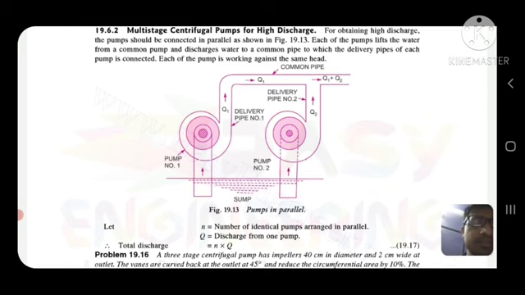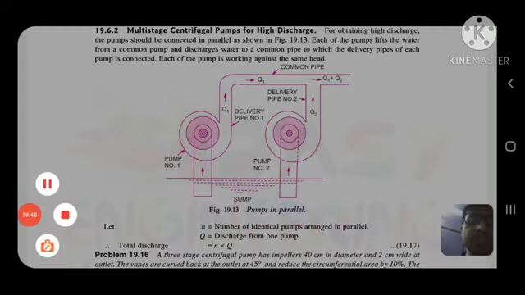Common pipe and discharge Q1 plus Q2. Q is equal to N into Q.